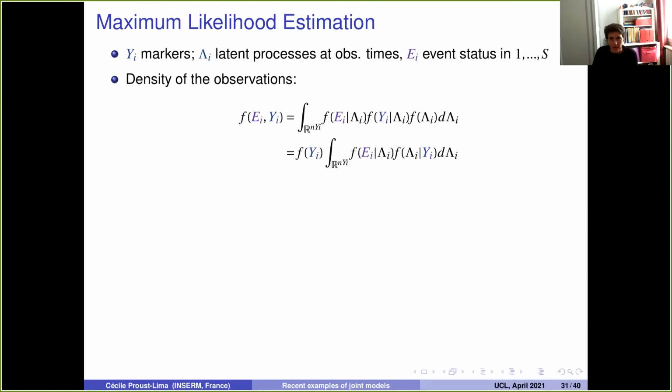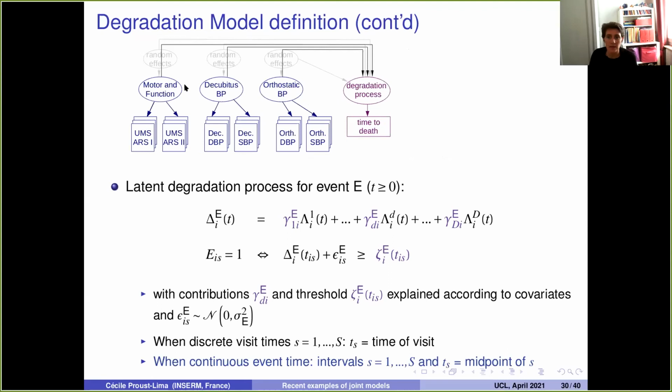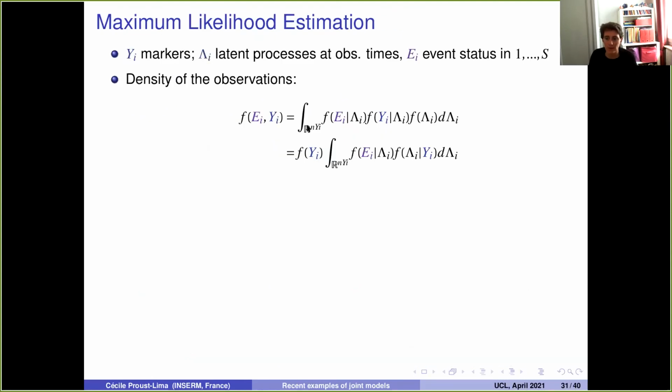How can we estimate that? Well, the idea is to use the maximum likelihood estimation. So we have the joint likelihood of the event and the biomarkers, and so we have this integral over the latent dimensions. What is shared here is all those latent dimensions, so my integral is over the latent dimensions. I rewrite that to move f of y out of the integral.